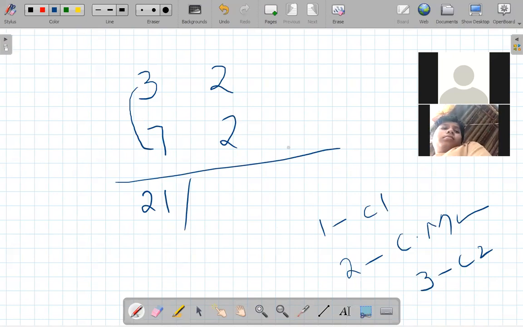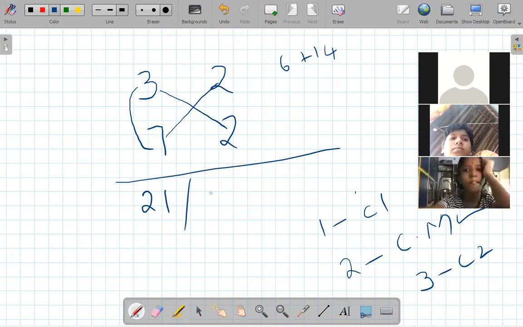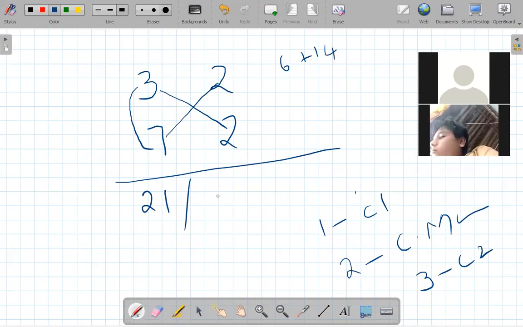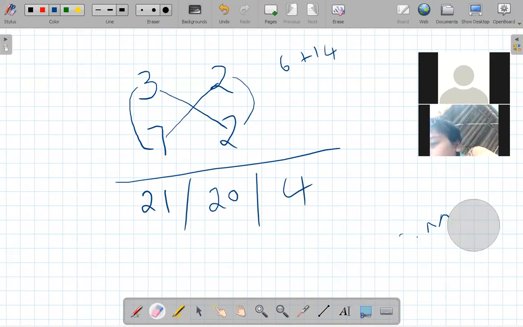Now cross multiplication. Second step, cross multiplication. It's very easy, no? So 3 2s are 6 plus 7 2s are 14. 6 plus 14 means 20. Now second column, 2 2s are 4. That's it. So we got the 3 answers. Now we have to simplify, isn't it? We have to simplify it.